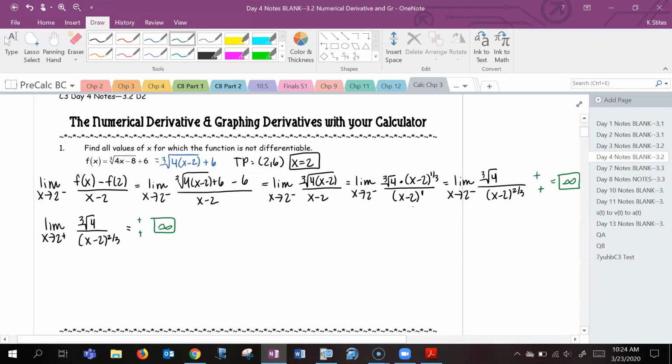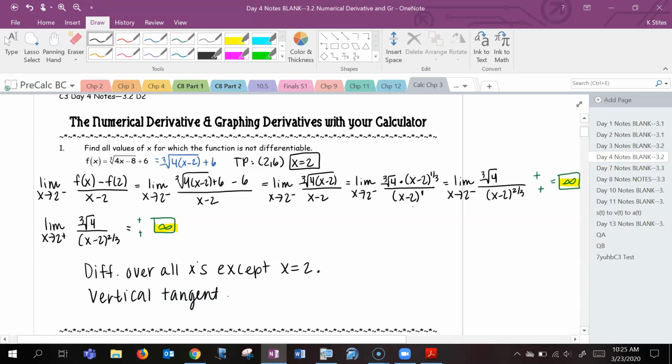Again, you can think of it similar to approaching a vertical asymptote, but this is not a vertical asymptote. This is actually a vertical tangent, because from the left and from the right, we are approaching the same thing, which is positive infinity. So we're going to be differentiable over all x's except x equals 2. And we have a vertical tangent, and that's because our left-hand derivative and our right-hand derivative are infinity.